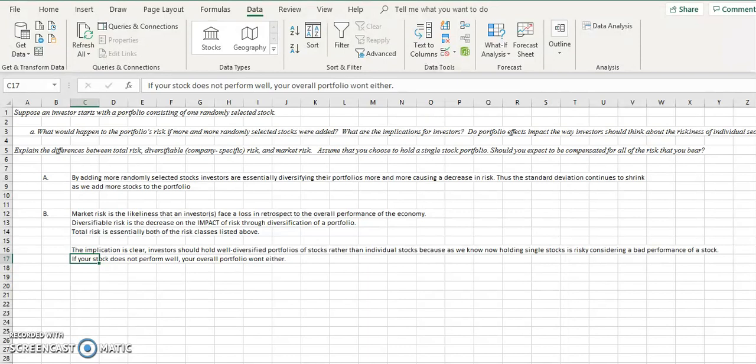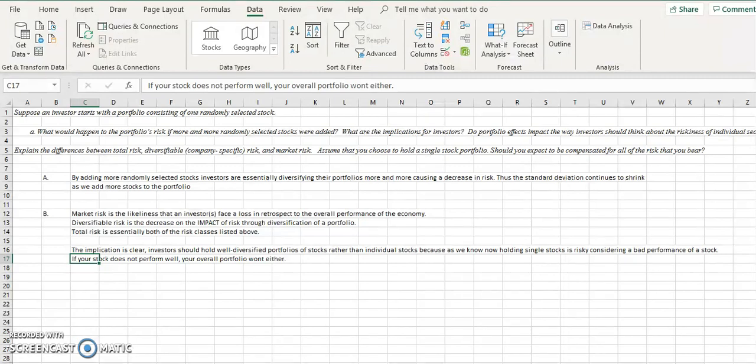Moving on, we were asked what would happen to the portfolio's risk if more and more randomly selected stocks were added. The more we add random stocks, essentially we're diversifying our portfolio more and more, causing a decrease in risk. Thus, the standard deviation decreases, and we're essentially lowering the risk of not getting the expected return that we want.